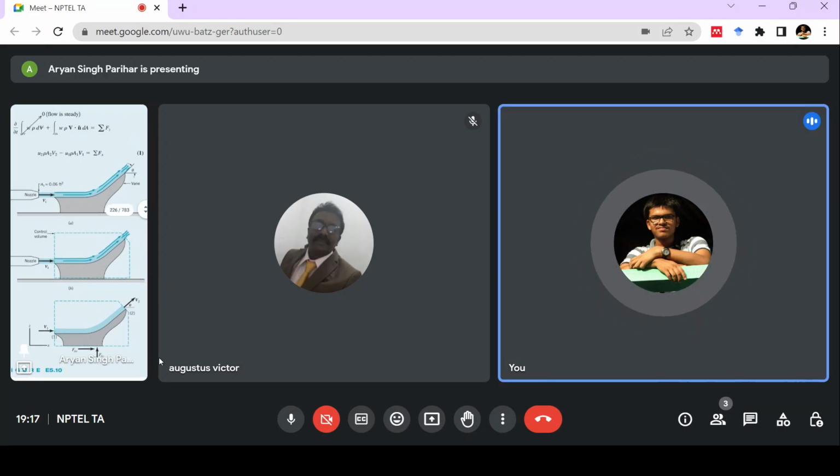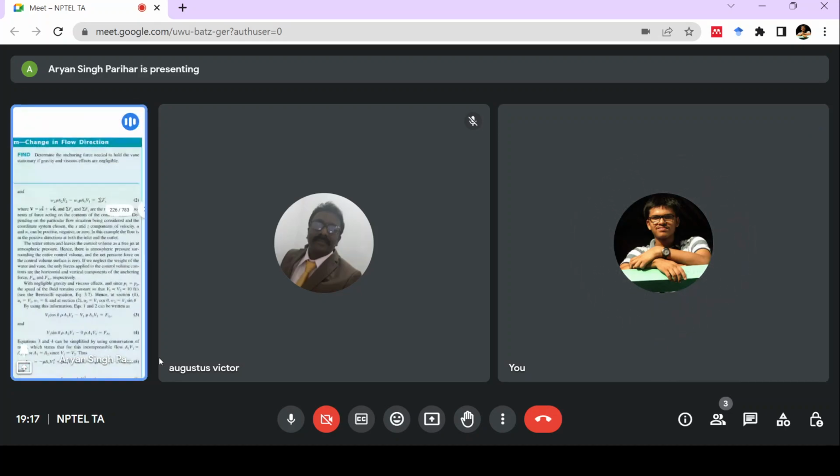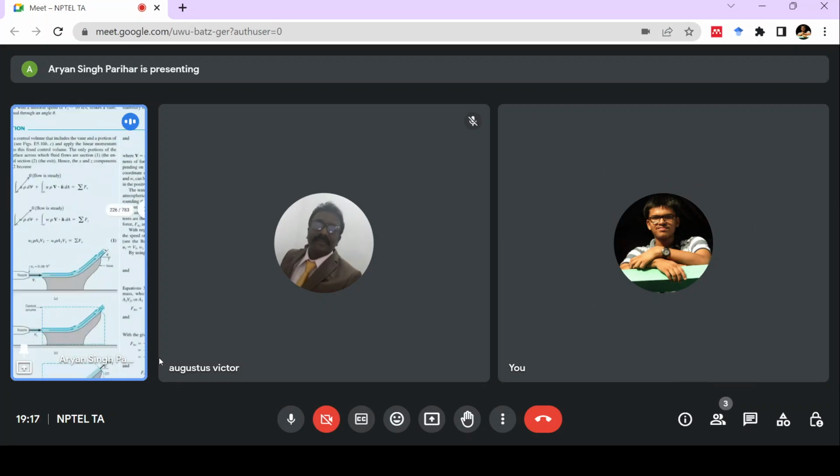If I understand your question, it is why in the solid portion the atmospheric pressure has been assumed as well, right? Yes, sir. Here it explains that the water enters and leaves the control volume as a free jet at atmospheric pressure. Hence, there is atmospheric pressure surrounding the entire control volume, and the net pressure force on the control surface is zero. So how can we conclude that in that solid portion the atmospheric pressure is being exerted? We do not know what forces are there.